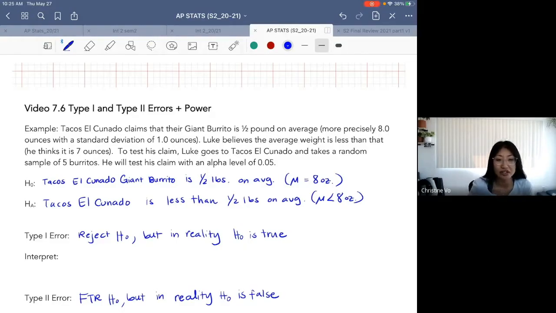So the null hypothesis and the alternative hypothesis that I have here is that the Tacos El Conado's giant burrito is actually half a pound on average.